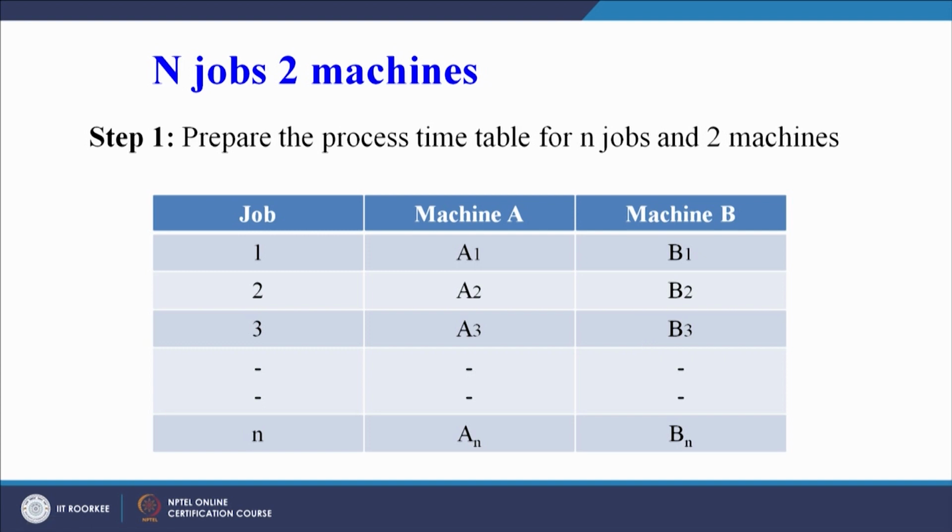Now what do we have in this problem? We have number of jobs, we have 2 different machines, and we have the processing time required for each job on machine 1 and machine 2. Identify the given technical order. So that can be basically the sequence that has to be followed.